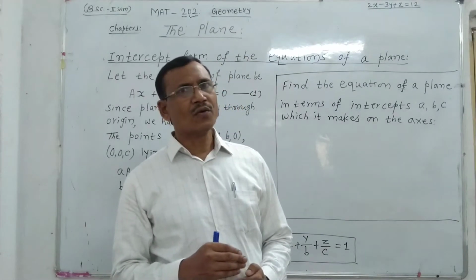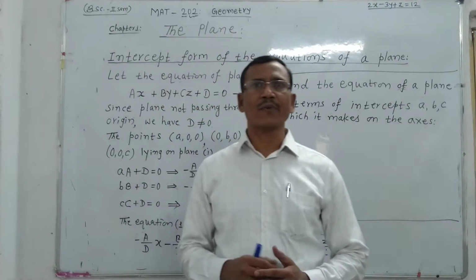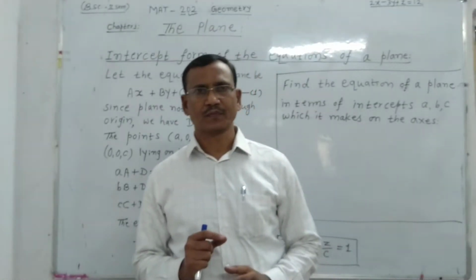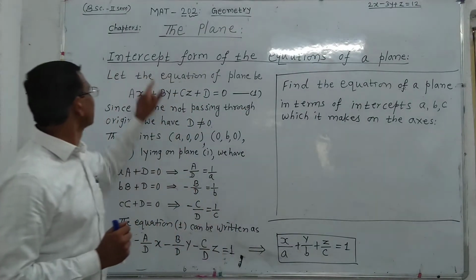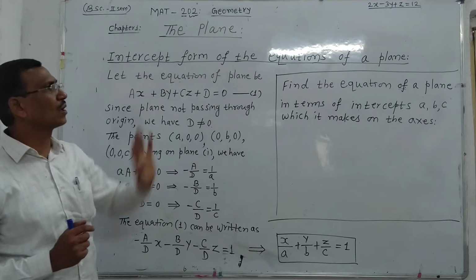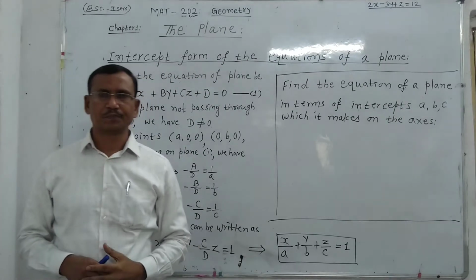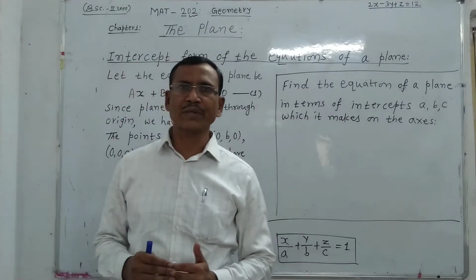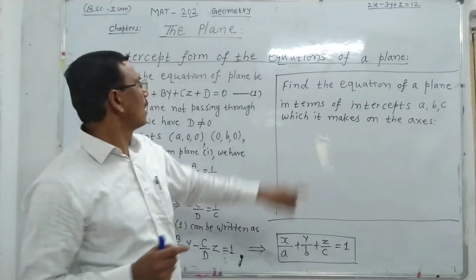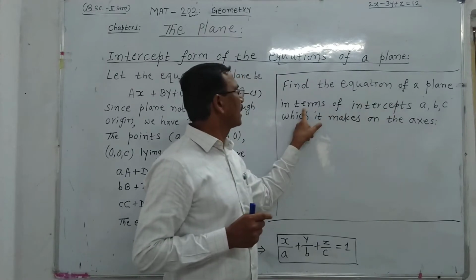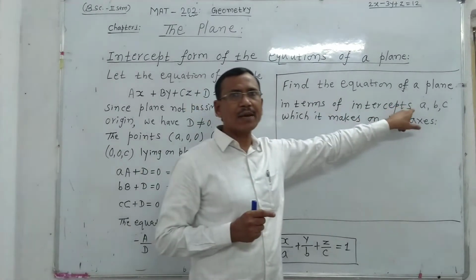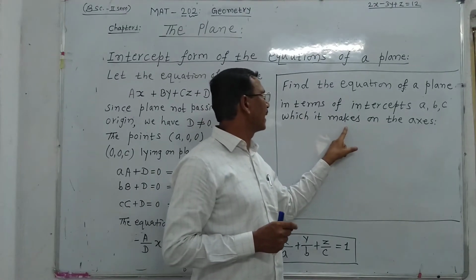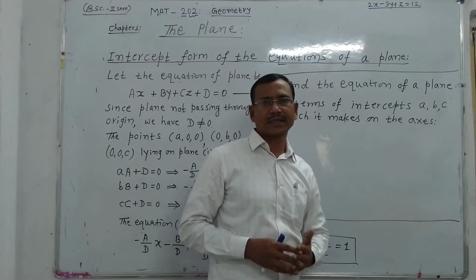Okay. Now we shall see the third form of equation of plane, which is called the intercept form. Now we shall obtain the intercept form of the equation of plane, means find the equation of plane in terms of intercepts a, b, c, which it makes on the axis.